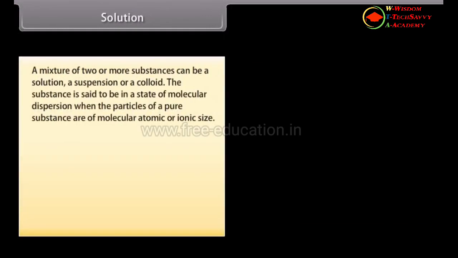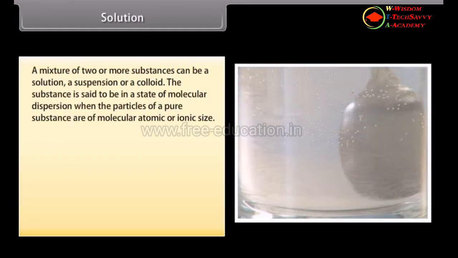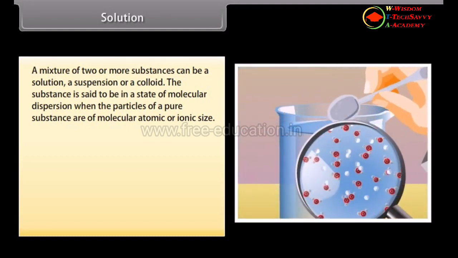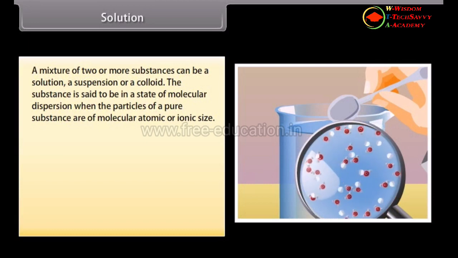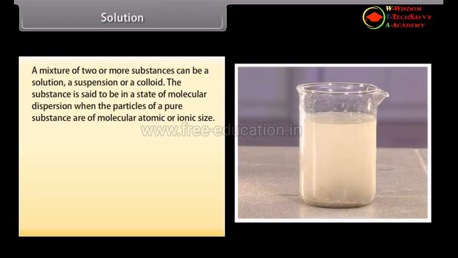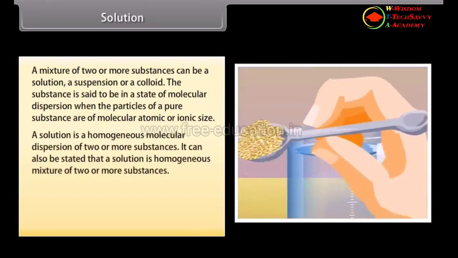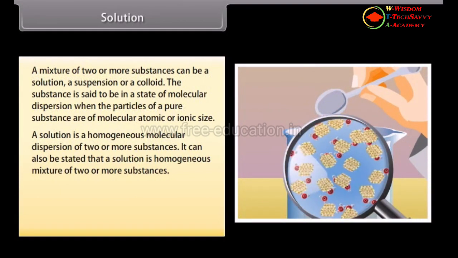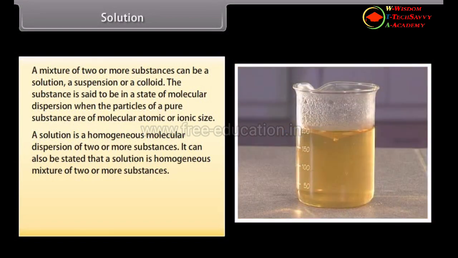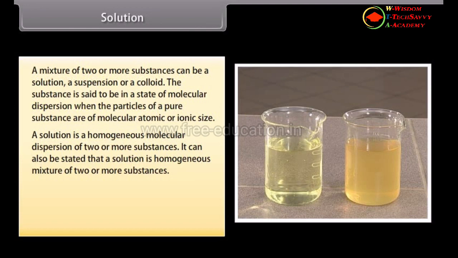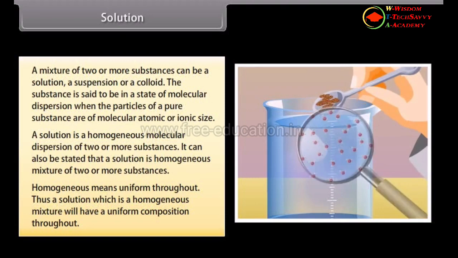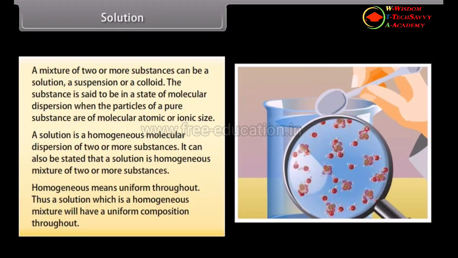Solution. A mixture of 2 or more substances can be a solution, a suspension, or a colloid. The substance is said to be in a state of molecular dispersion when the particles of a pure substance are of molecular, atomic, or ionic size. A solution is a homogeneous molecular dispersion of 2 or more substances. It can also be stated that a solution is a homogeneous mixture of 2 or more substances. Homogeneous means uniform throughout. Thus, a solution, which is a homogeneous mixture, will have a uniform composition throughout.